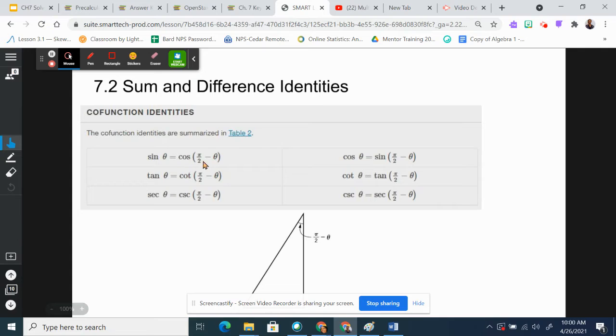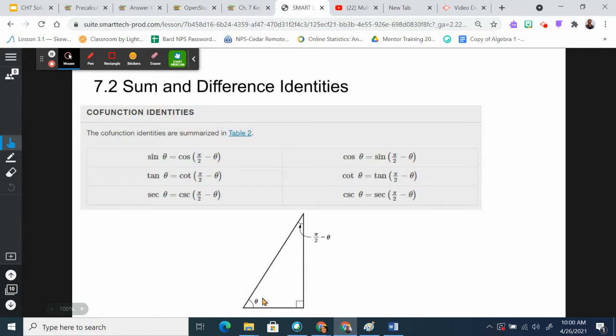So if you had cosine of pi halves minus theta, you can rewrite that as sine of theta, and so on and so forth. This is something to keep in mind as we're solving our problems. And on the bottom, I just have a right triangle, reminding us why this is true.